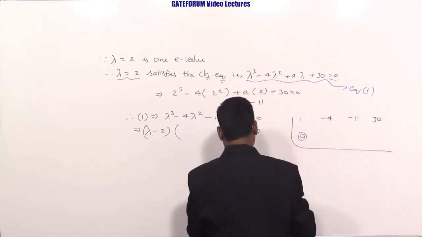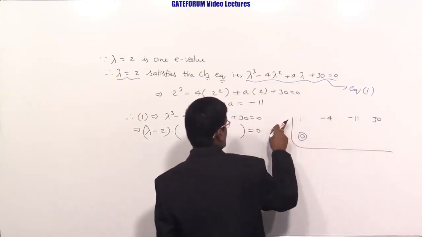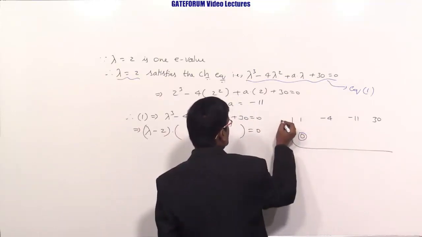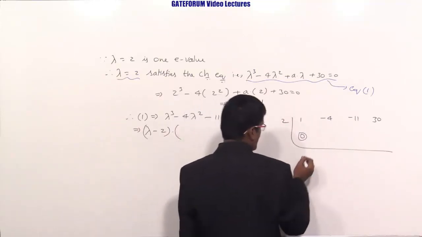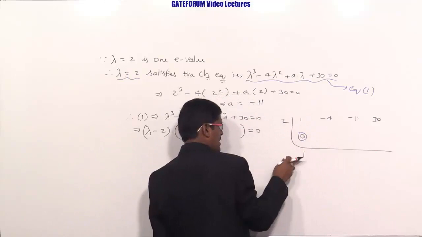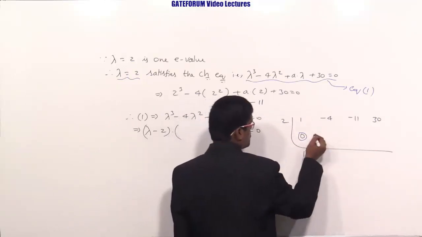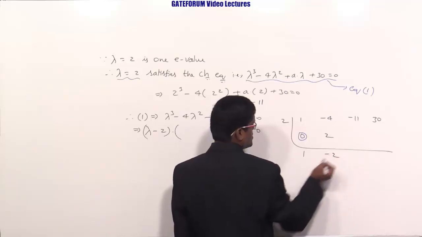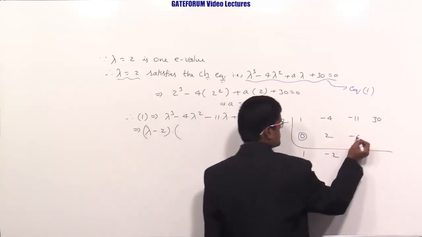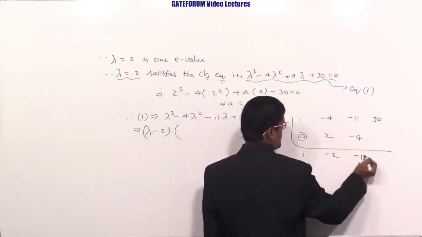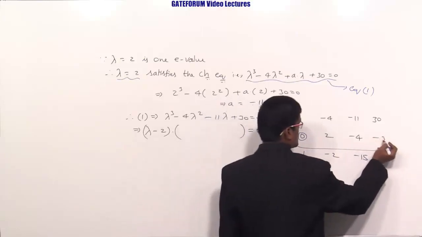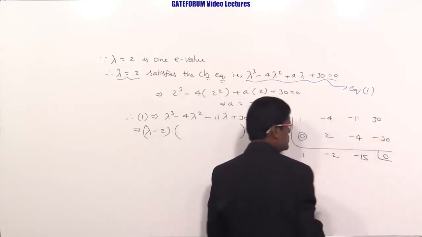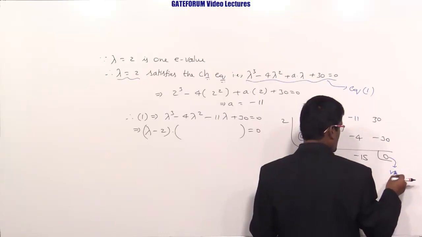This is fixed. And here you have to write first root outside this division symbol, that is lambda is equal to 2. Add column wise, 1 plus 0, 1. Every time after adding, multiply with first root, 1 into 2. Put that under the next element, that is 1 into 2 is 2. Adding will simplify to minus 2. Multiply with 2 will give minus 4. Adding, minus 15. Multiplied with 2 will give minus 30. Simplifies to 0. So this is called remainder.